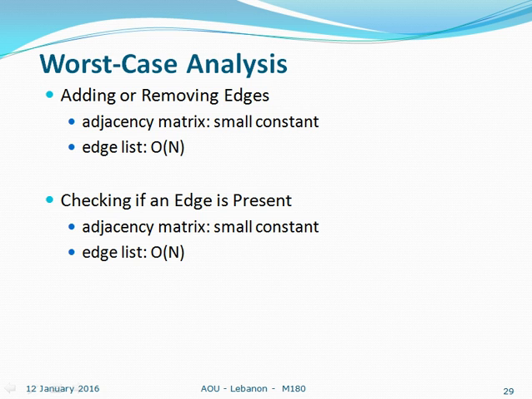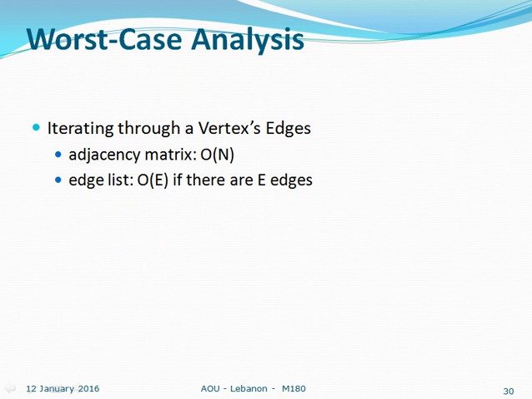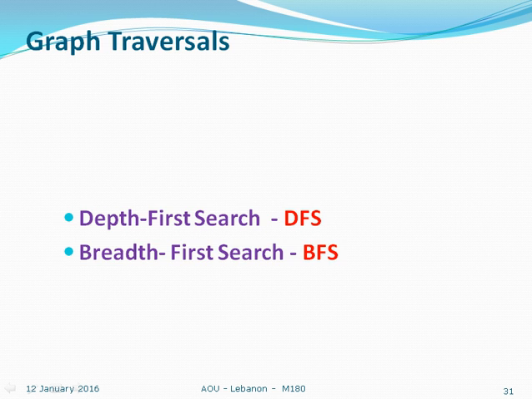Now looking at the worst case analysis, in the adjacency matrix, adding and removing edges will take just constant time, whereas in an edge list or adjacency list it will take big O of n, because you have to go through all the vertices. Checking whether an edge is present or not takes constant time in the adjacency matrix, whereas an edge list or adjacency list will take big O of n. Iterating through vertices, both will take big O of n. The edge list will take big O of e, which is the number of edges, which also depends on the number of vertices.